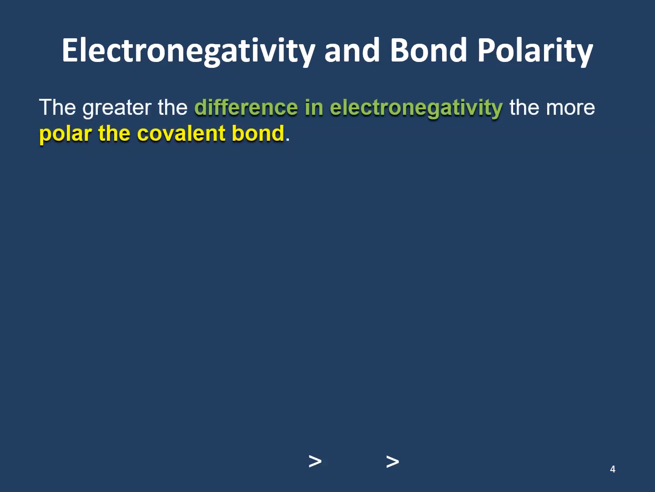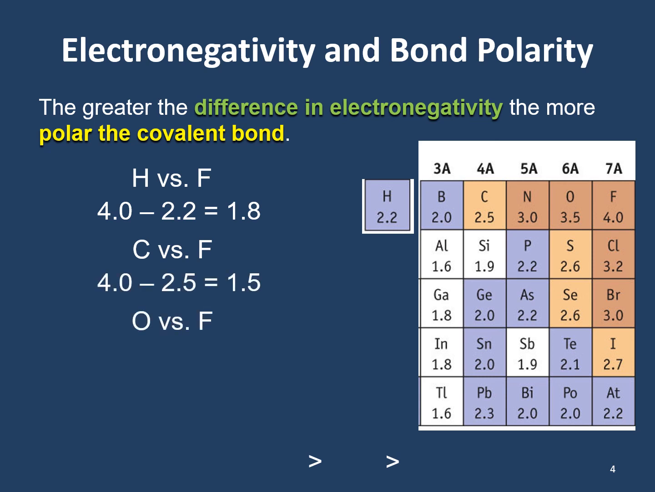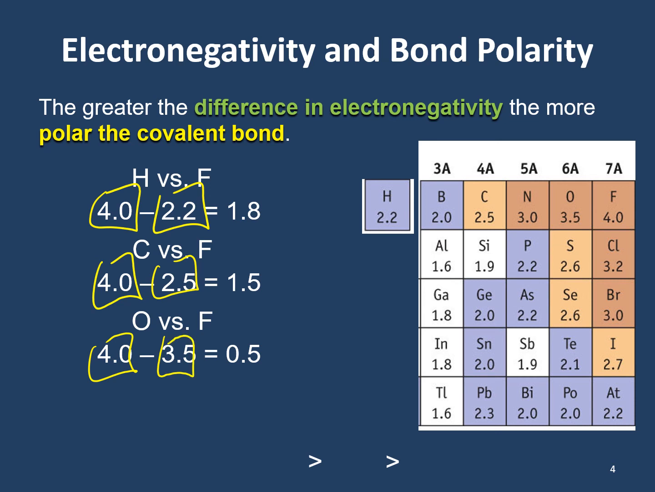So just to give you an idea a little bit more, here's a bunch of practice examples. I don't necessarily have to give you these because you can use the trend to figure out problems like this. But if we look at HF, we get a difference of 1.8. We look at CF, we get a difference of 1.5. And if we look at OF, we get a difference of 0.5. And these values I'm grabbing straight from the periodic table on the right here. But you don't actually need the values to tell that the differences are going to get smaller as we go down.